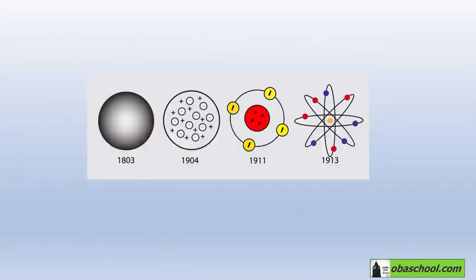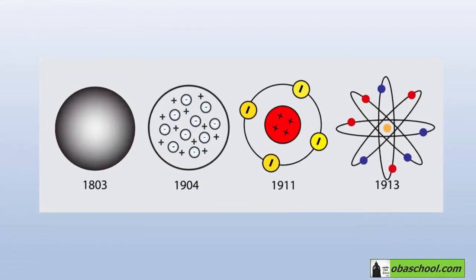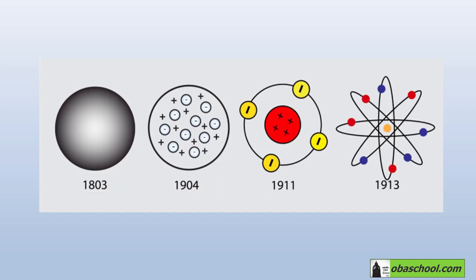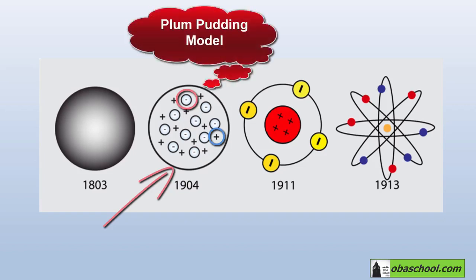Let's summarize now what we have discussed in this section. In 1803, John Dalton proposed an atomic model where the atom was viewed as a tiny hard sphere. Then, in 1904, Thomson discovered the electron, and because he knew that atoms had no charge, there must be a positive charge inside the atom as well to balance the negative charge present, and then he developed his plum pudding model.